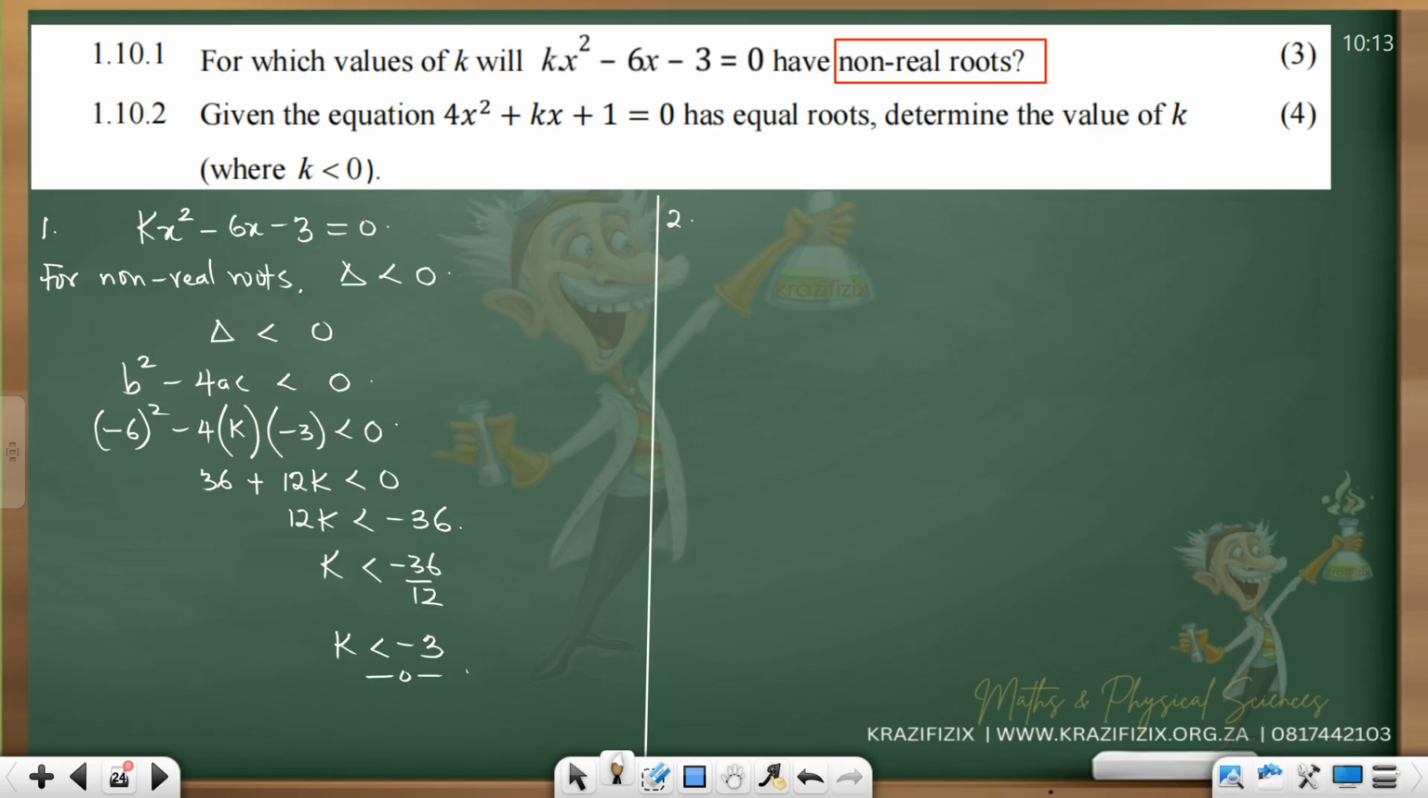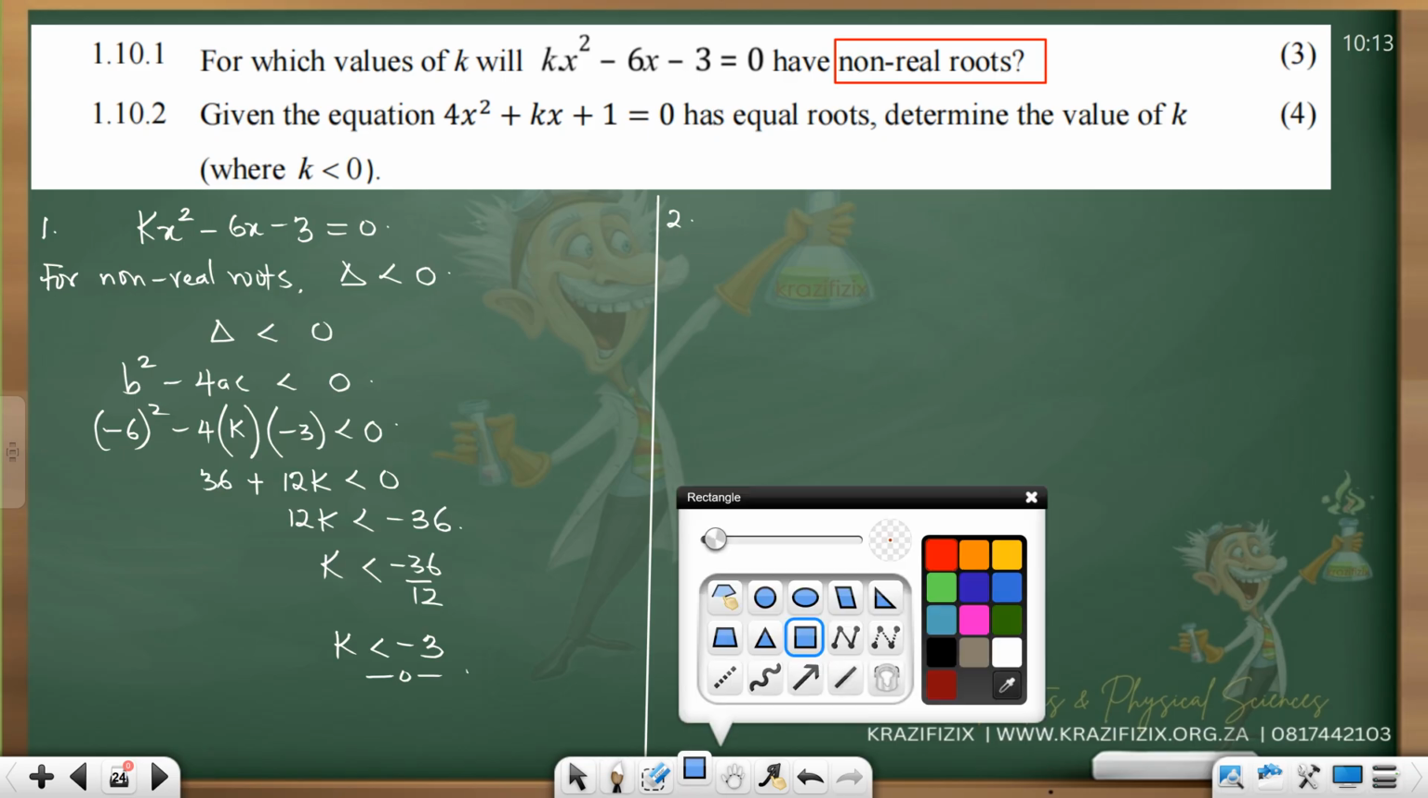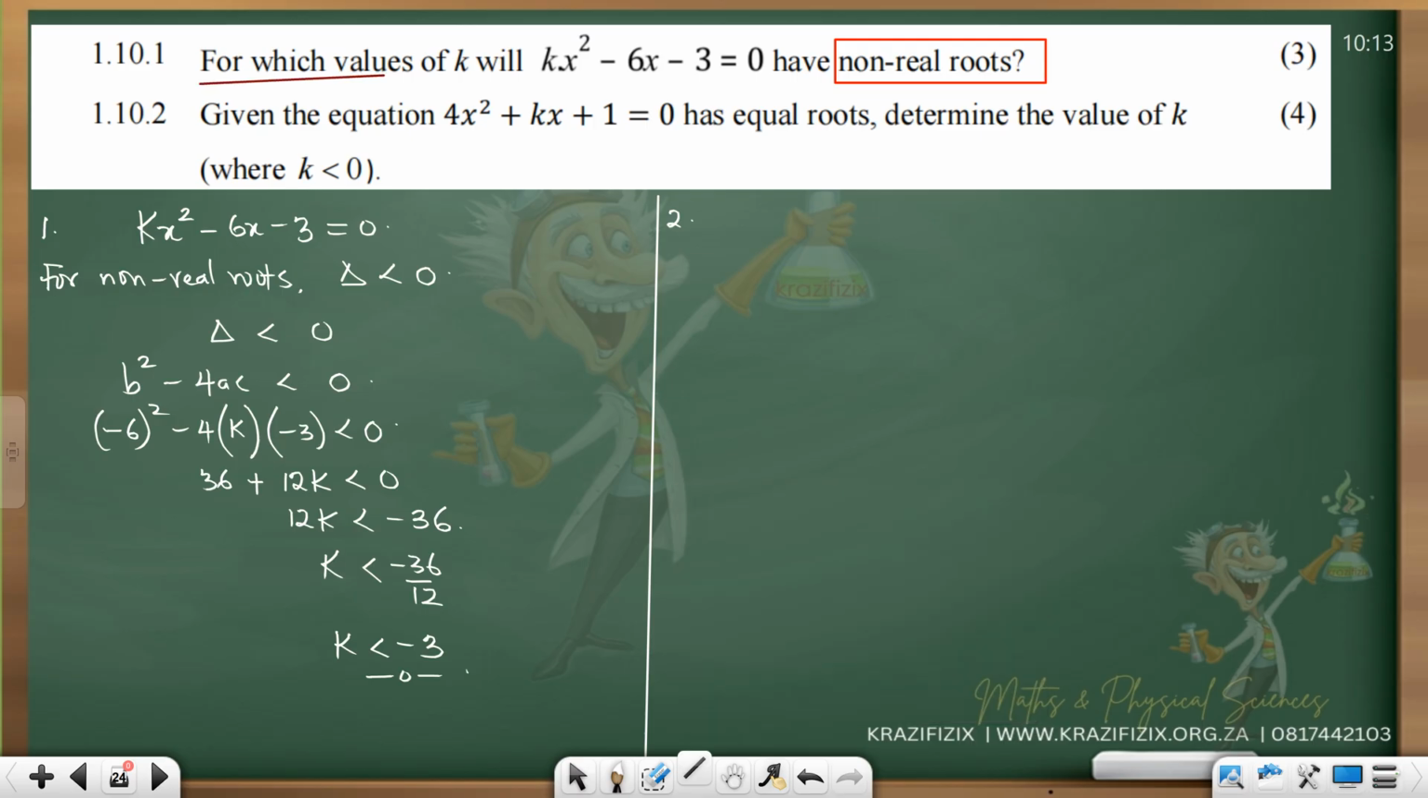I don't know if number 1 makes sense to us. Does number 1 make sense to us? So you must know the condition for which values. That means I need to solve, guys. For which values. I want you to take note. We're going to see 2 different types of questions. For which values, so I'm solving.